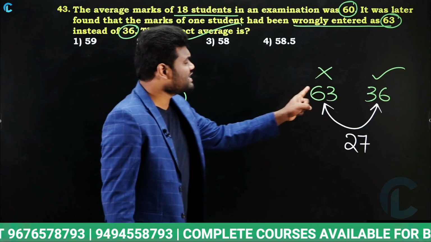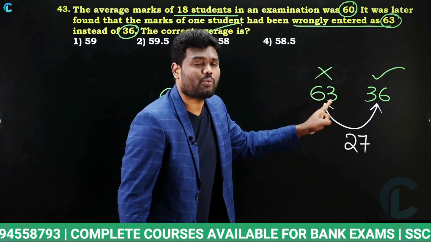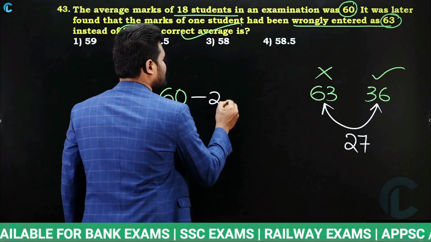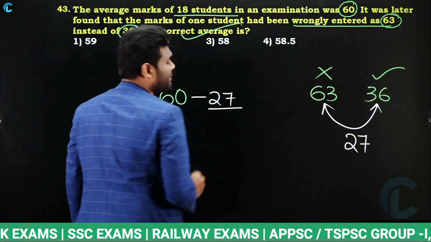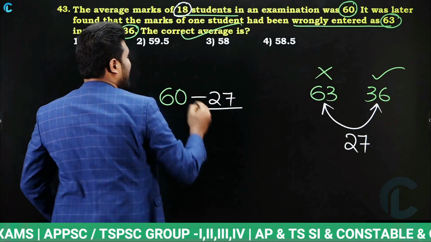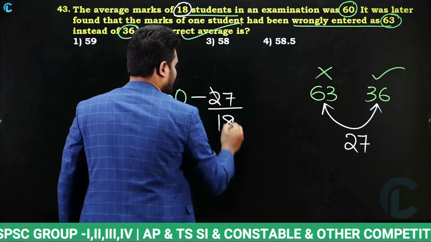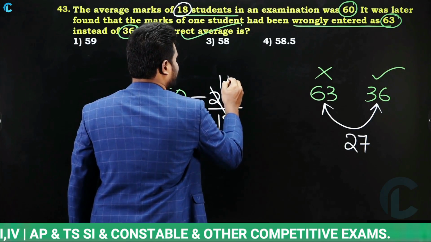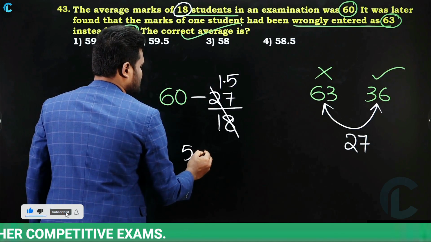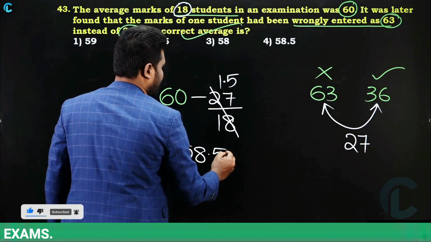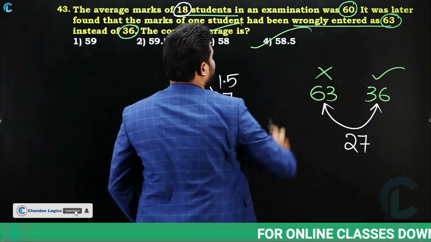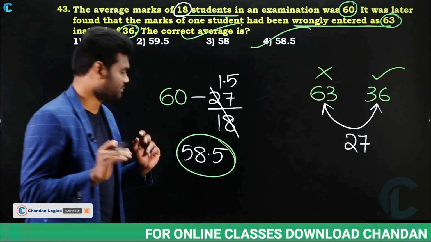Yes or no? In this, the wrong value is more. As the wrong value is more, you need to subtract it. So minus 27. But don't forget, while subtracting or adding, you need to distribute. So you need to distribute over a total of 18 students. So divide by 18, and this gives 1.5. So the correct average is 60 minus 1.5, which is 58.5. Yes or no? So the answer for this question is 58.5. Very, very simple. Okay.